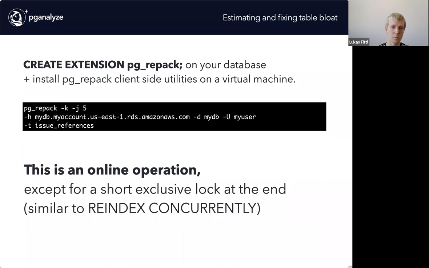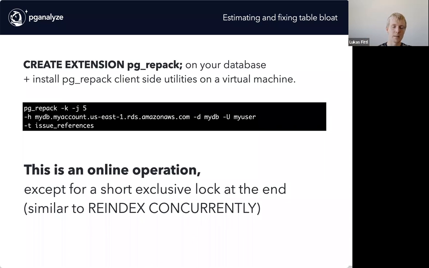And then you both need the extension and the client utility. And the way you run it is you specify your host name, you specify a table name, connection details, and then you run it. You have a dry run option as well. And whilst it's running, what it's doing is it's creating a copy of your table. It's also creating a trigger to track changes, and then it writes all these changes into the new table at the end, and then it switches around the files.